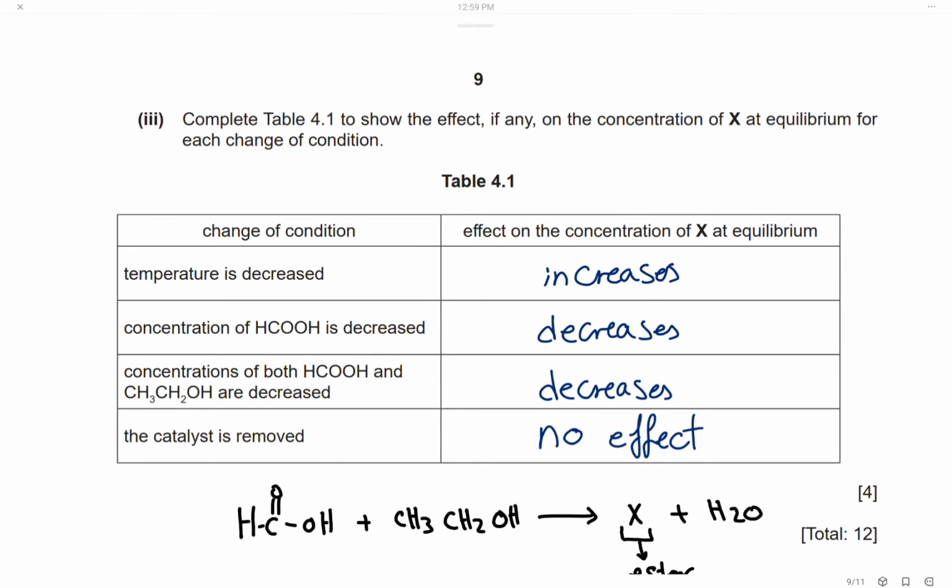Complete the table to show the effect of any change of the condition on the concentration of ester X at equilibrium. First, the change is decreasing the temperature. The reaction is exothermic, as we can see from the negative delta H. So by decreasing the temperature, the equilibrium will be shifted forward. That means formation of more ester, so the concentration of ester will increase. Concentration of methanoic acid decrease.